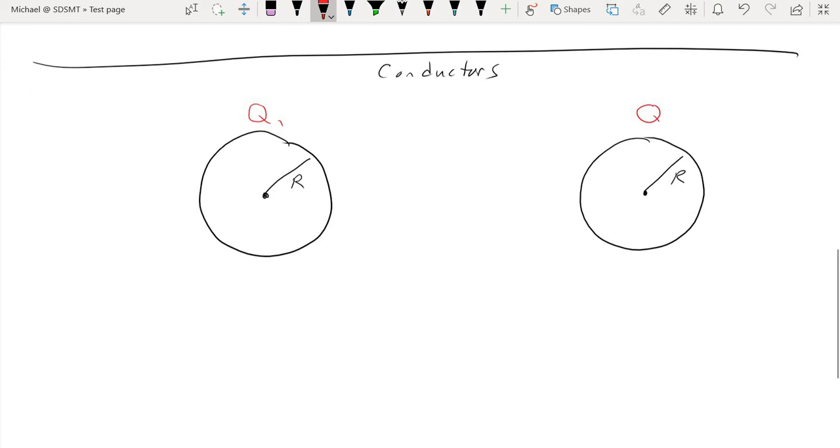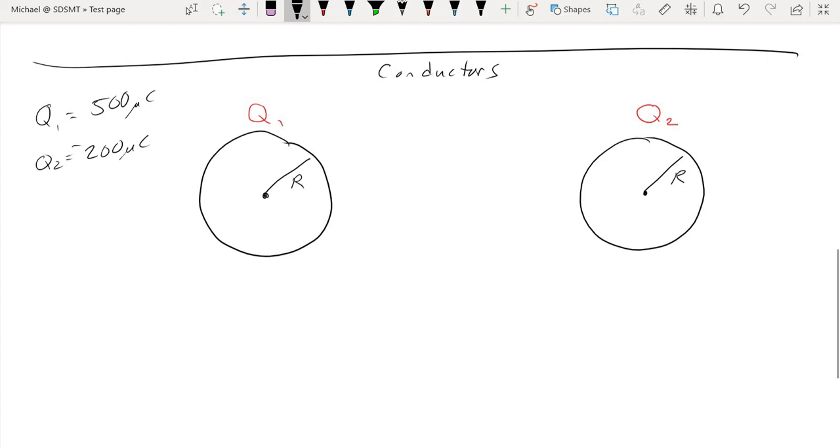collections of charge capital Q. So lowercase q can be a smaller collection of charge. Big Q is going to be a bigger collection of charge. But we'll go ahead and put in some values for these. We'll say that charge 1 is 500 microcoulombs, and charge 2 will be negative 200 microcoulombs.